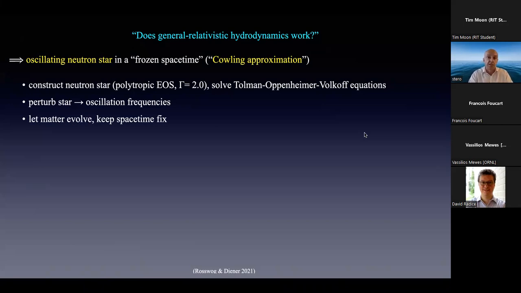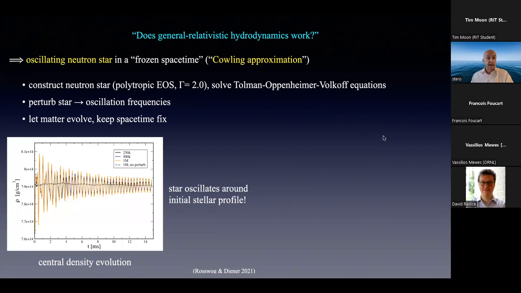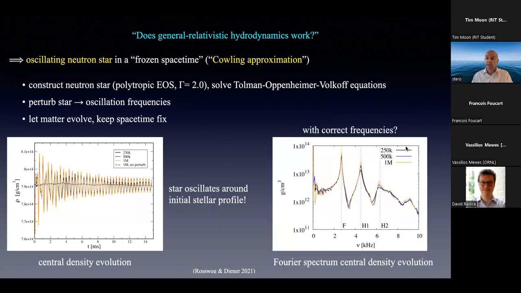And to just test the hydrodynamic part, let's do this in Cowling approximation. So just freeze the space-time and then set your star into oscillations and measure the oscillation frequencies. And if you do this, then you find these frequencies here, and you can then check, of course, because this is a problem that has been done with Eulerian methods before.